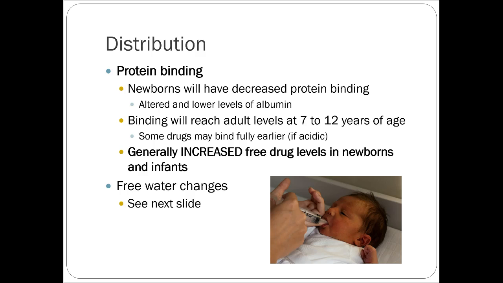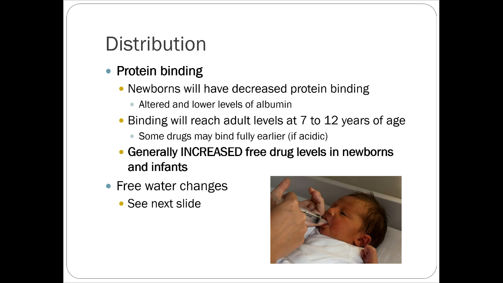With distribution, it changes and generally stabilizes once you reach early childhood or late childhood, I should say. So distribution with protein binding, newborns have decreased albumin. Usually that's going to cause them to have higher levels of free drug floating around. And again, by 7 to 12 years of age, usually you've got adult levels. That's pretty much par for the course for a lot of what we're talking about here.